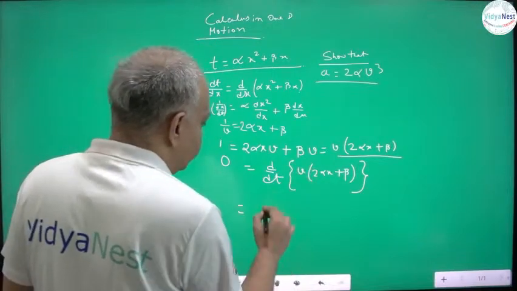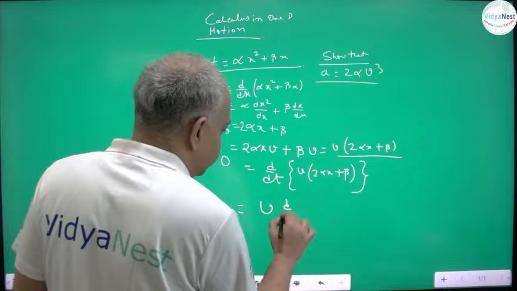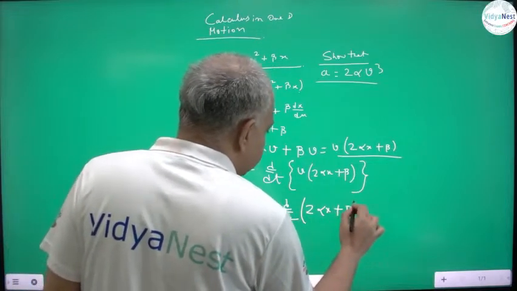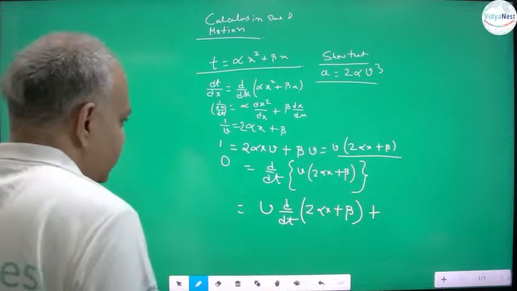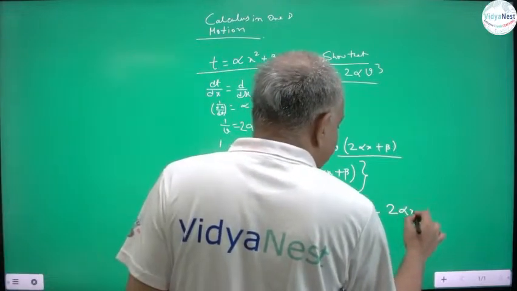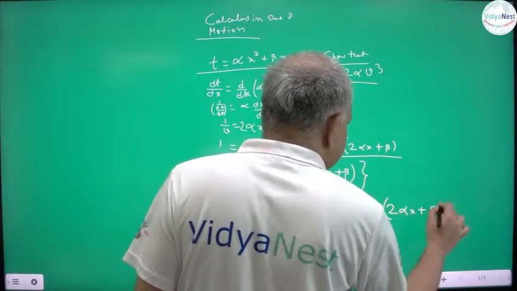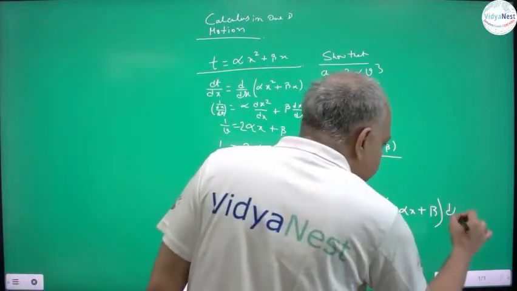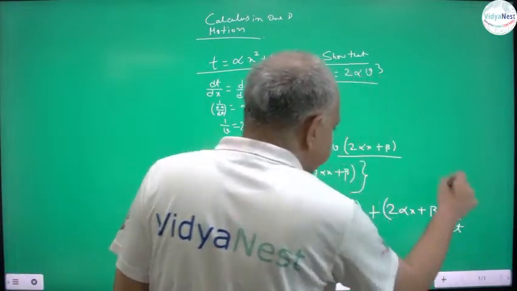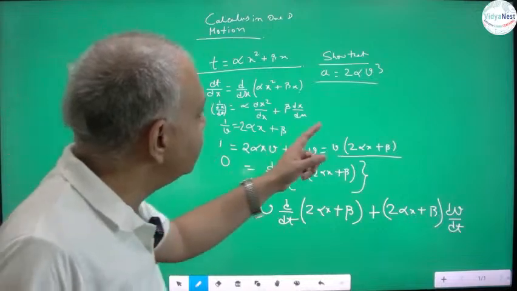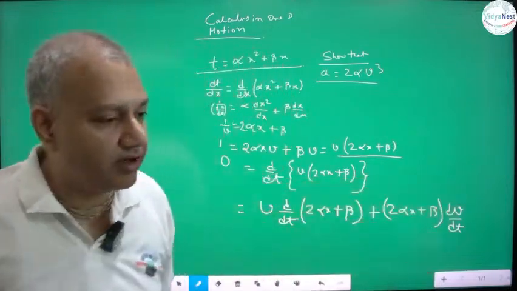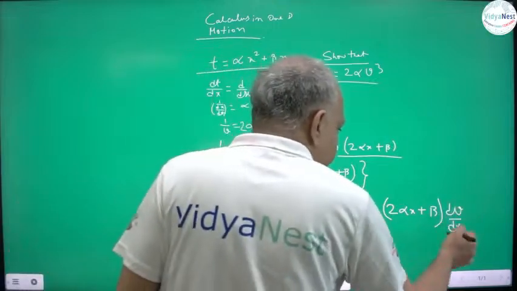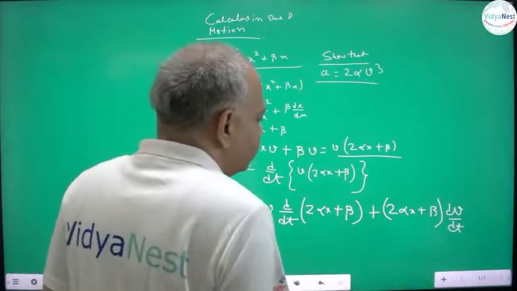First of all, v, I am going to take this one, d by dt of 2 alpha x plus beta, plus 2 alpha x plus beta into the derivative of v, dv by dt, the rate of change of velocity with respect to time, isn't it? Actually this is the thing I want, dv by dt, the rate of change of velocity with respect to time. So this is my acceleration.